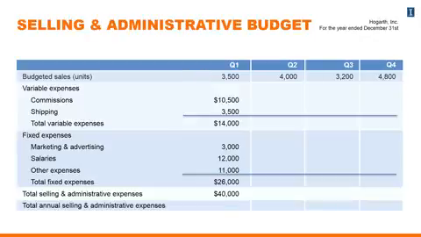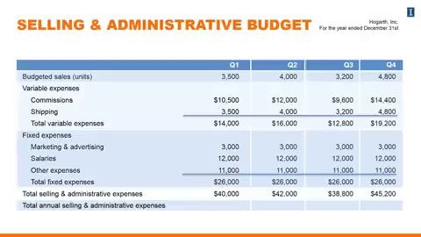So Hogarth goes through the process of estimating what selling and administrative costs and expenses that they will incur on a quarterly basis. Variable expenses might include sales commissions or shipping, and fixed expenses might include marketing and advertising, salaries, and other expenses. And the same idea is here in the sense that we're going to sum the variable expenses and the fixed expenses to calculate the total. In quarter 1, the estimate is $40,000.